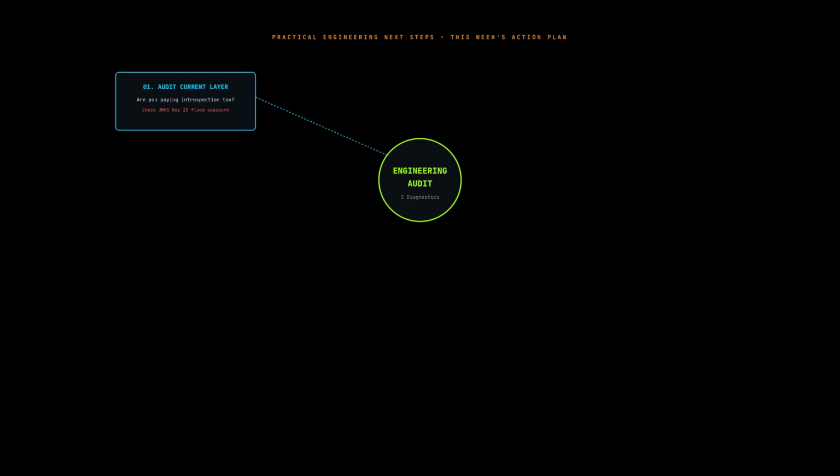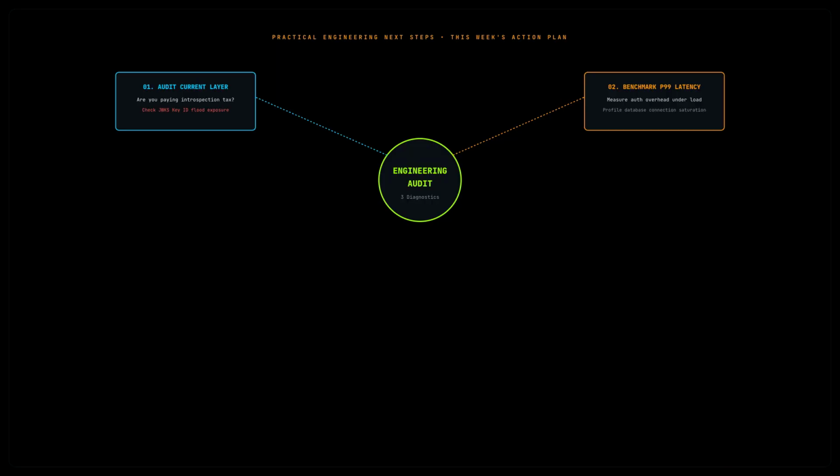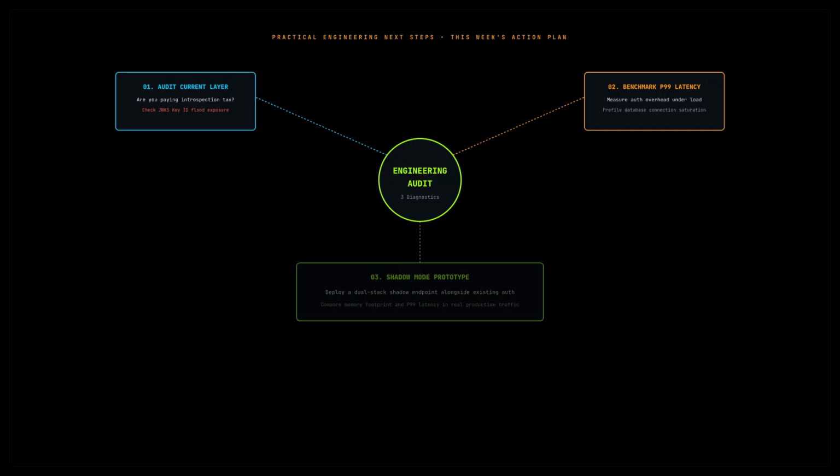So here is what you should do this week. First, audit your current auth layer. Are you paying the introspection tax on every request? Are you maintaining JWT Denylists that defeat the purpose of statelessness? Second, benchmark ED 25019 verification in your Rust service. The numbers will speak for themselves.